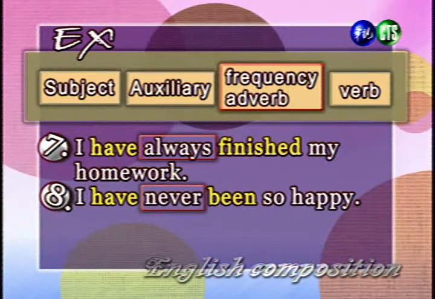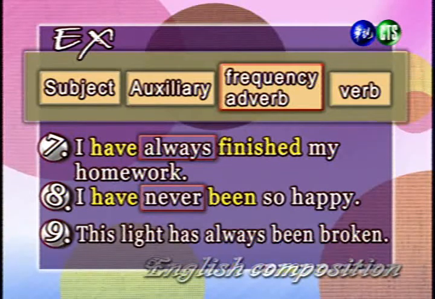好，那在例句8里面，频率副词是 never，它出现在助动词 have 跟动词 been 中间。And look at sentence number 9. It says, this light has always been broken. 好，例句9，这盏灯一直都是坏掉的。And so here we see our frequency adverb is always.